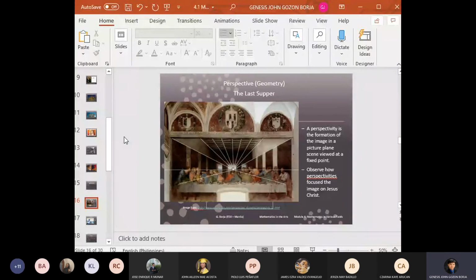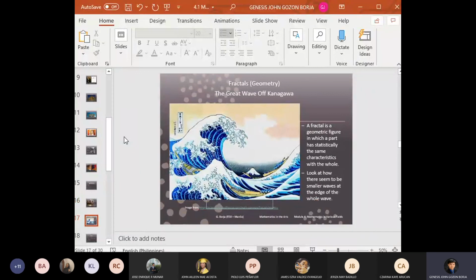Okay, so nung pinag-aralan natin ang projective geometry, pinakita natin yung outline, di ba? Yung outline ng painting na ito. And in fact, aside from the vanishing point, we can see that the lines are all pointing towards the Christ, being the center and the focus of the Last Supper. Okay? So that's it.